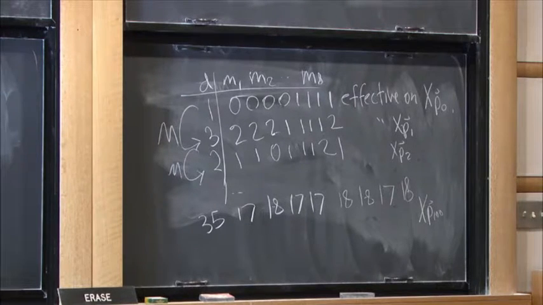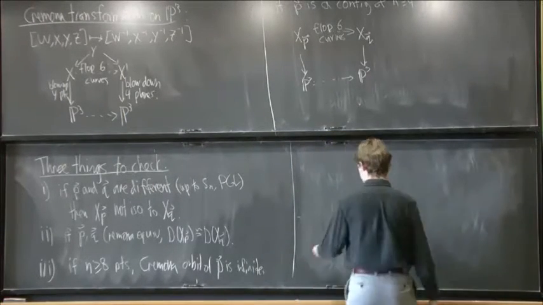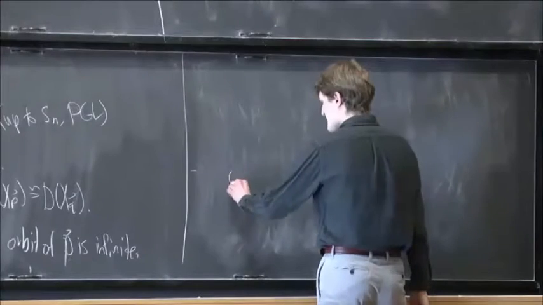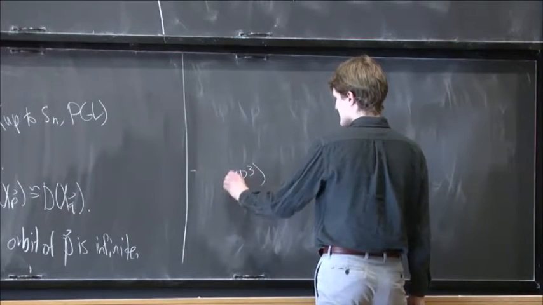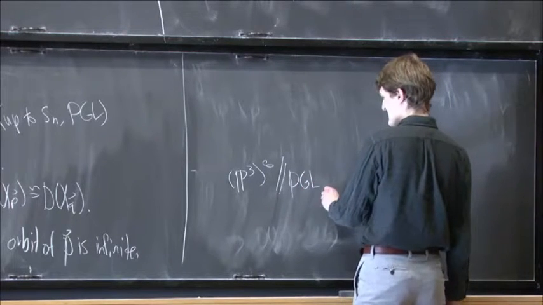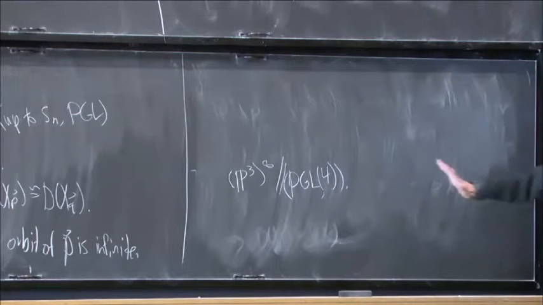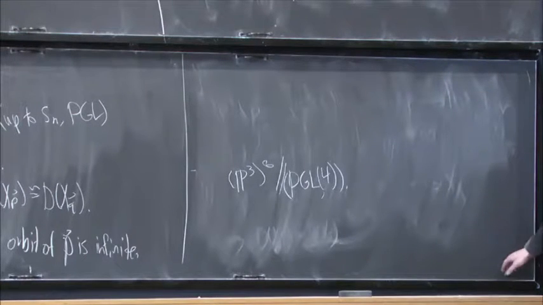OK, so let me, I mean, this is not so enlightening. I didn't even tell you what the matrix M is. Here's how I think it's better to think about this example. So we have some space of 8 tuples of points up to PGL. Well, let's just say up to PGL. I mean, exactly what GIT quotient here you take doesn't really matter.